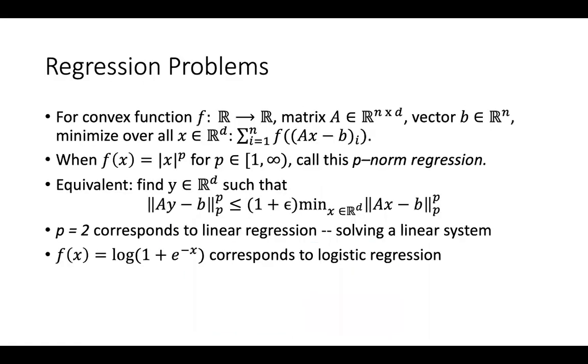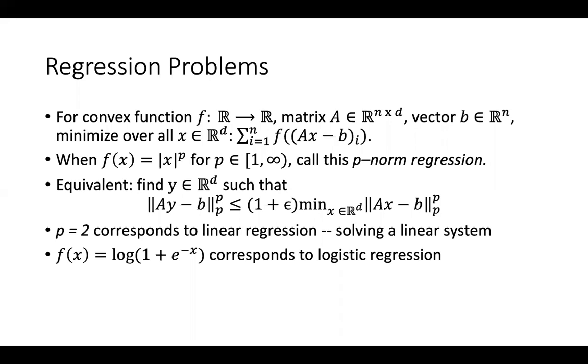To get started, I just wanted to introduce regression problems in general. The regression problems that we're going to be discussing in this talk are of the following form. For convex functions f from R to R, so single variable convex functions, and a matrix A, which is n by d, we should think of n being much larger than d. And a vector b in R^n, we want to minimize over all x, that's d-dimensional, the sum of f of the error of Ax minus b in the ith coordinate. So basically, we look at Ax minus b in the ith coordinate, apply the convex function f to each of them and add.